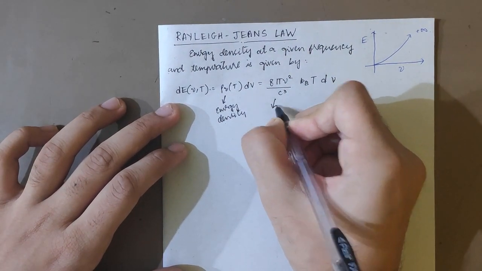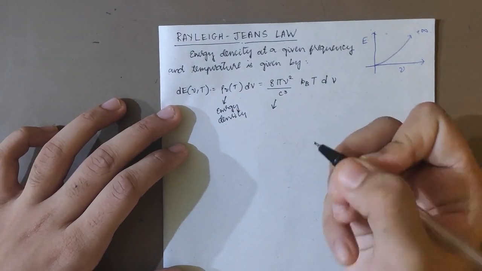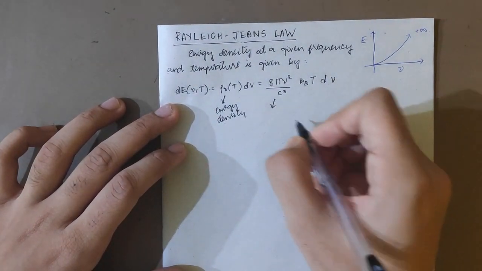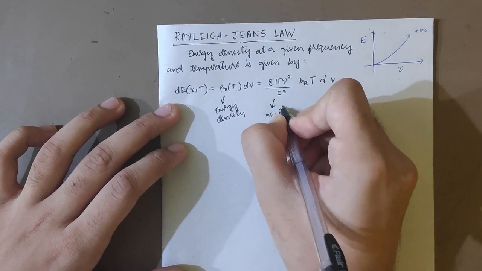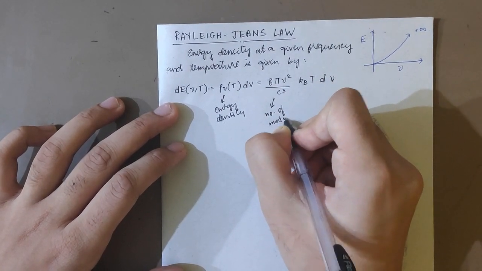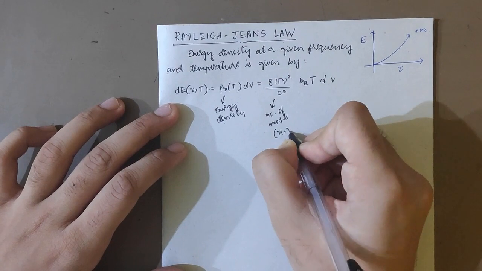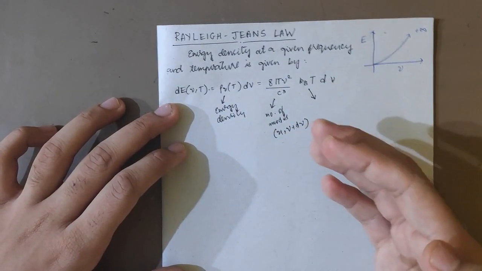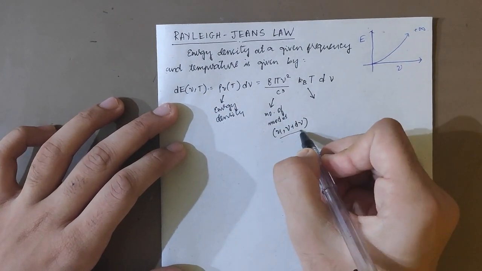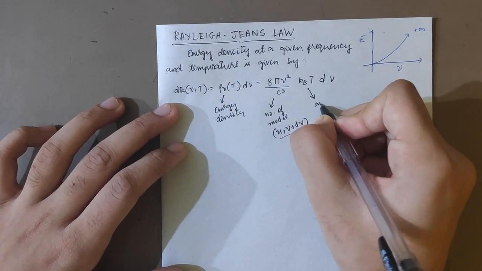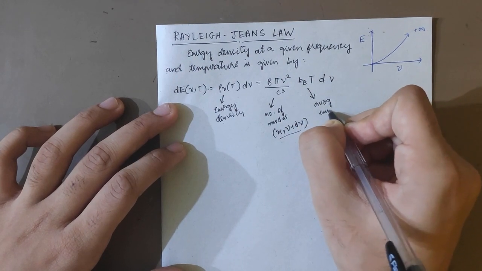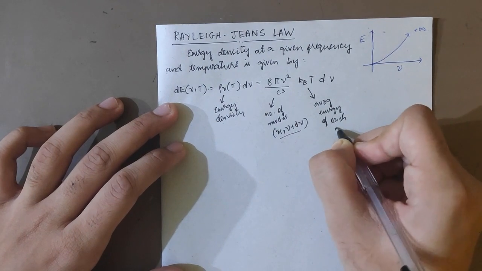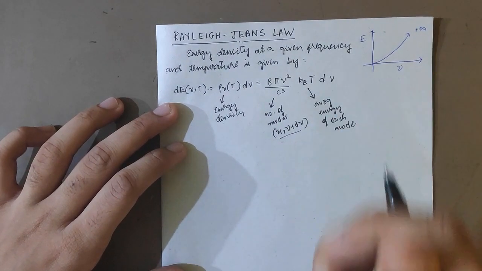Now this term referred to the number of electromagnetic radiators, or the number of modes in the frequency range nu, nu plus d nu. And this term referred to the average energy of each mode in this frequency bandwidth. And dV, as usual, referred to the volume.